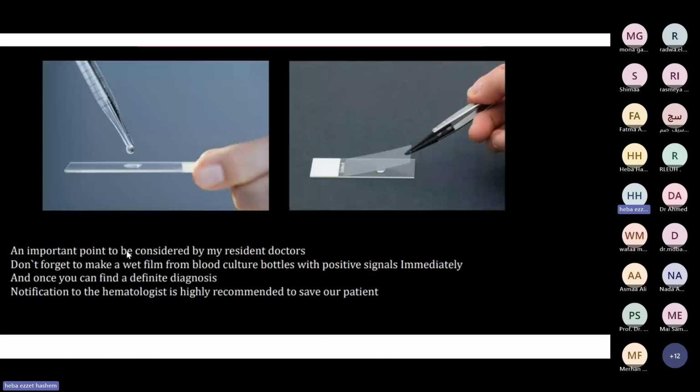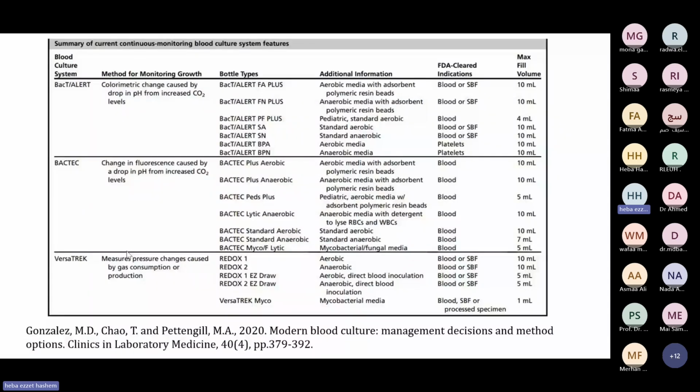Once we receive it, this slide demonstrates a summary of the current continuous monitoring blood culture systems, including the BACT/ALERT, BACTEC, and the VersaTREK, and the recommended one for the neonatal population and the pediatric population here, as is evident in the BACTEC system.